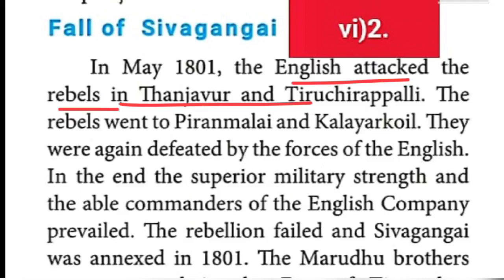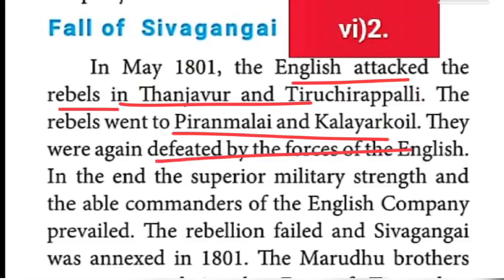Okay, so the rebels, what they did, they went to Piranmalai and Kalayar Koil. When the English people attacked these rebels, they escaped and moved to Piranmalai as well as Kalayar Koil. So the rebels were again defeated by the forces of the British. Okay, they were again defeated.